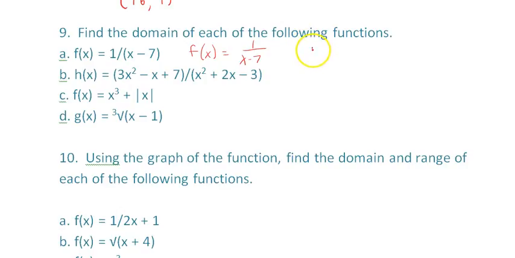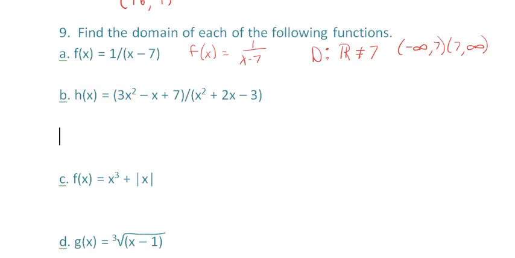That means that your domain for this would be all real numbers not equal to 7. Or you could write it negative infinity to 7 and 7 to infinity, or you could use the less than or equals to do that. So those are a couple options there.